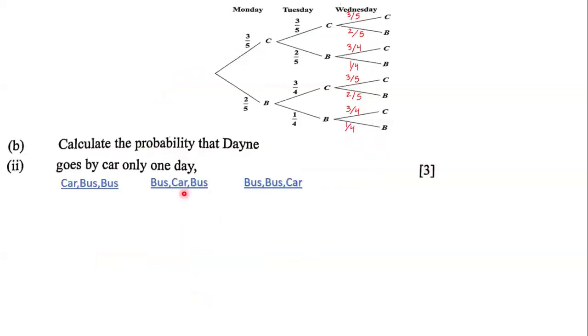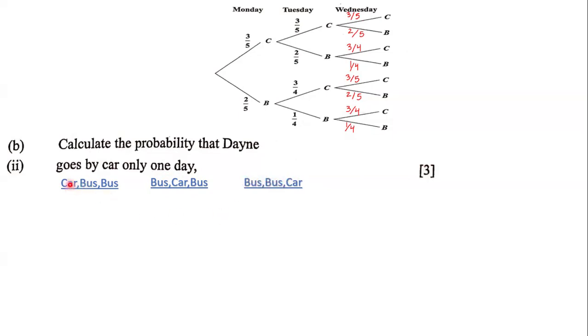Okay, now we need to figure out what is the probability that Dane goes by car only on 1 day. There are different ways this can happen, so you have to account for all 3 ways. He could go by car on Monday, and on the other 2 days he takes the bus, or he could go by car on Tuesday, and then the other 2 days he takes the bus, or he could go by car on Wednesday, and then the other 2 days he takes the bus.